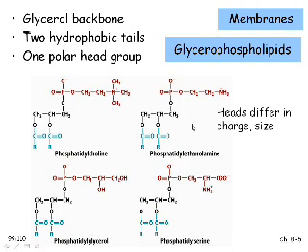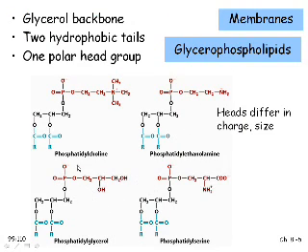Here is a phosphatidylethanolamine. So this is an ethanol with an amine group, so it's an ethanolamine. Again, a positive charge. You can see this is quite a bit smaller than the phosphatidylcholine, so it's the same charge but smaller.